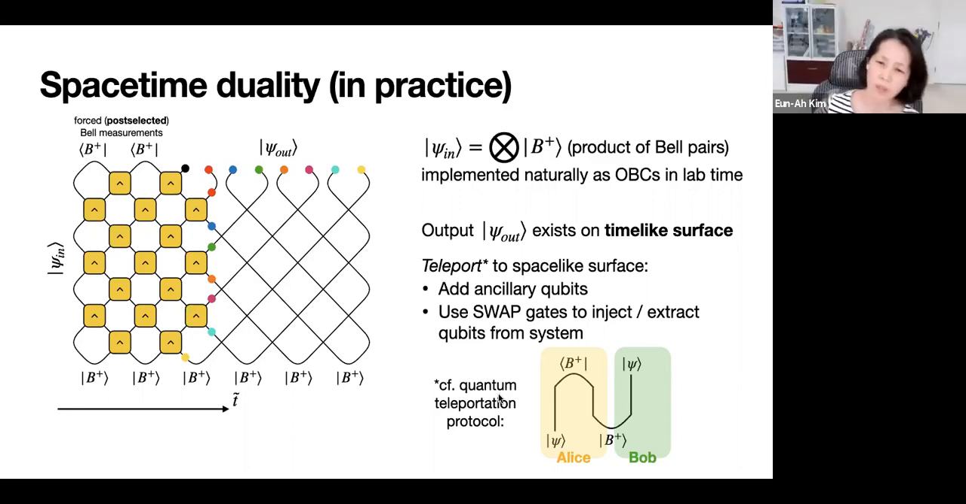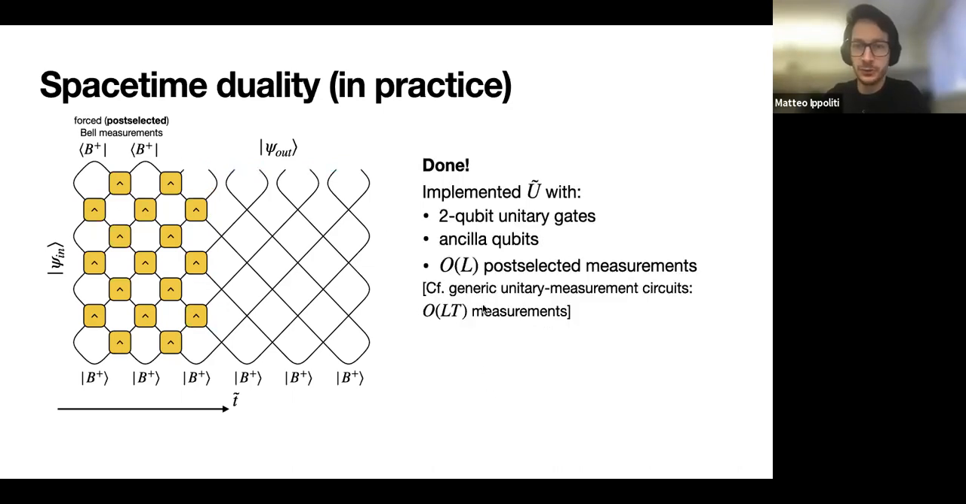So is the benefit that you are getting a non-unitary circuit and you still have to do some measurements and post-selection, but you're not doing it everywhere, like in the middle, that you're only doing it at the edges? Yes, I was going to get to it right now. Okay. So that's perfect, yes.